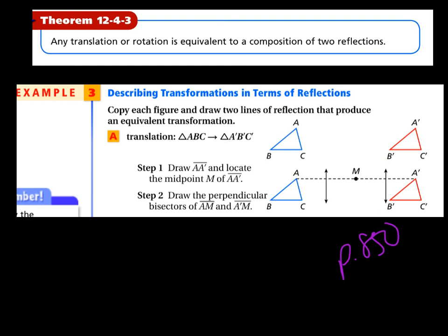So in review, connect any two of the corresponding points, so A to A prime, B to B prime, or C to C prime, it doesn't matter. Find the midpoint, and then bisect them with lines of reflection.